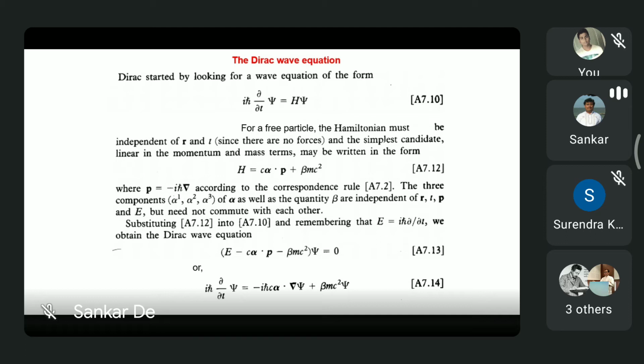and E need not commute with each other. So these are the new terms that are introduced by Dirac, with certain conditions. And then again, the second order differential equation has been formed.